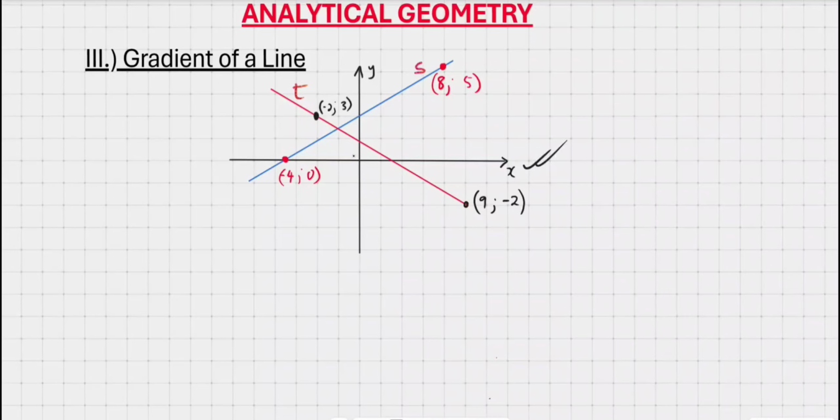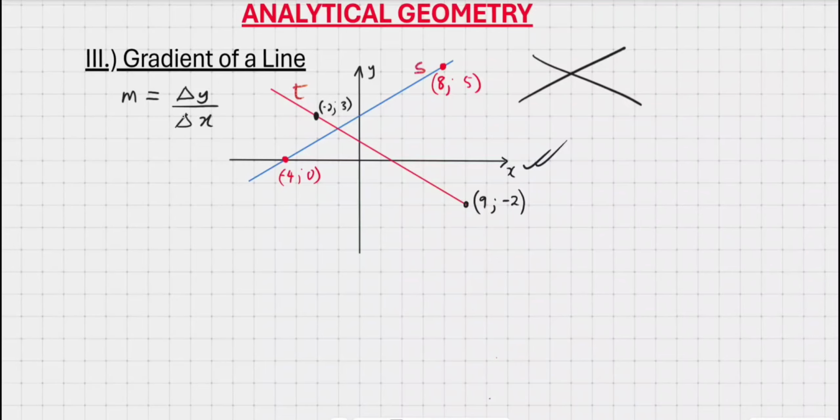So we have two types of lines: lines that are going up like this and other lines which are like this. I want us to determine the gradient of these two lines, line T and line S. Gradient is usually represented by the small letter m. The formula for calculating gradient is change in y over change in x.